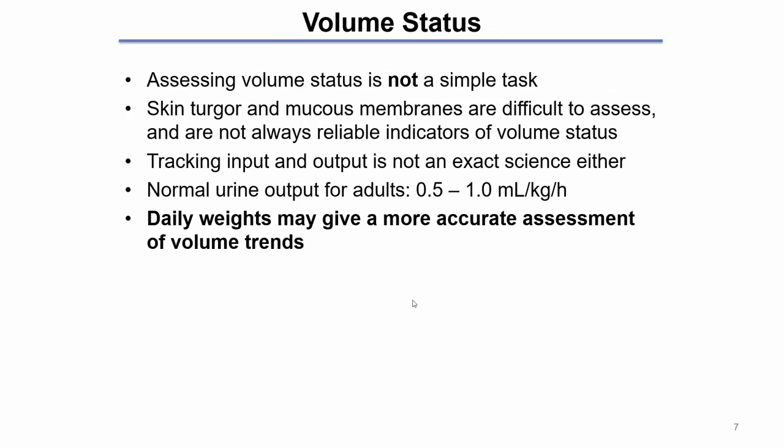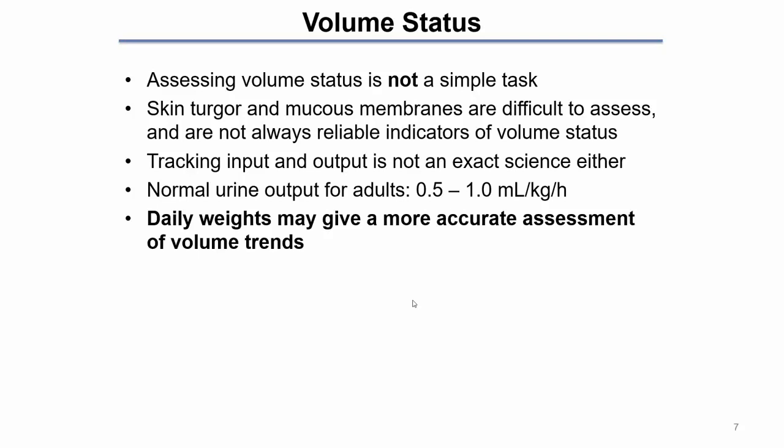Let's start with our actual lesson over here. So firstly, how do we assess volume status? How do you know if someone is volume deficient or in a state of volume excess? Assessing volume status is actually not a simple task, as you might imagine. You might have learned in your health assessment classes about skin turgor and mucous membranes, but those are rather difficult to assess and are not always reliable indicators of volume status. Obviously, if the mucous membranes are very dry and skin turgor is slack, you could probably guess that the volume status is deficient, or hypovolemia has occurred. Nevertheless, it's not always reliable.